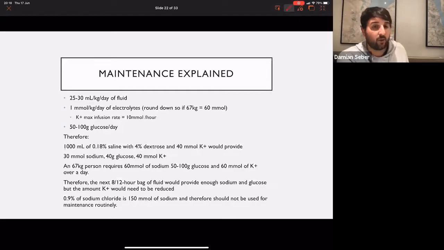Just a reminder that 0.9% sodium chloride that everyone seems to prescribe is 150 millimoles of sodium. So it's like a double overdose for this patient. So you shouldn't use it for routine maintenance. It's just used in shock and resuscitation situations. Although you do see some people hanging a bag in A&E of 0.9% sodium chloride, but it is very salty.